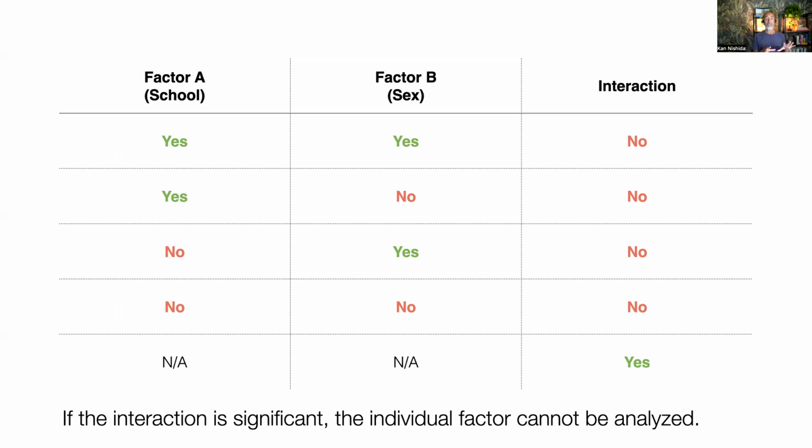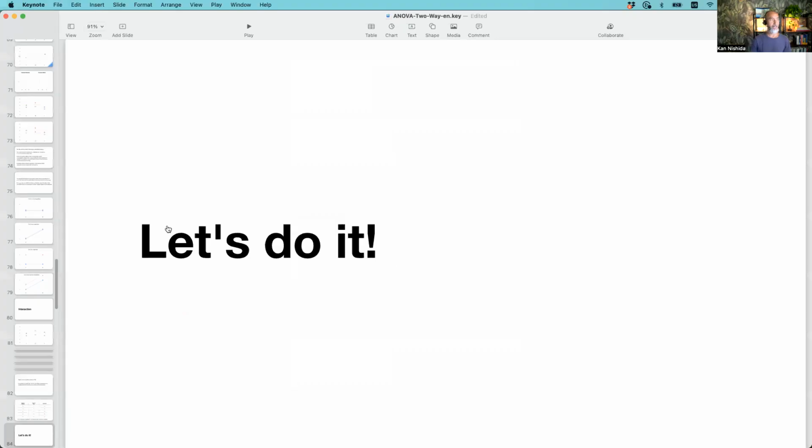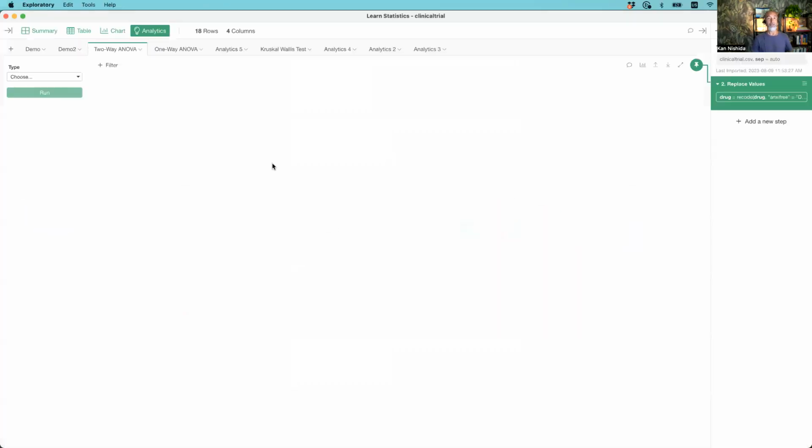And in that case, it says NA, which is basically a missing value, because you don't care to find out whether this is significant or not for each variable, because the interaction already indicates significance. Okay, so enough for the explanation. Let's see how this whole thing works by using Exploratory.